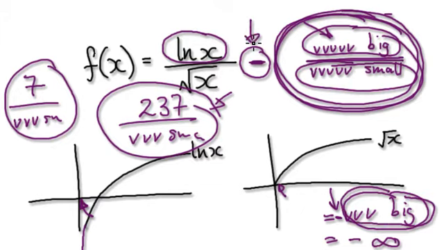So what that means is around this region here, it's going to be very, very big, but negatively big. So it's going to do something like this. Our graph would do something like this.